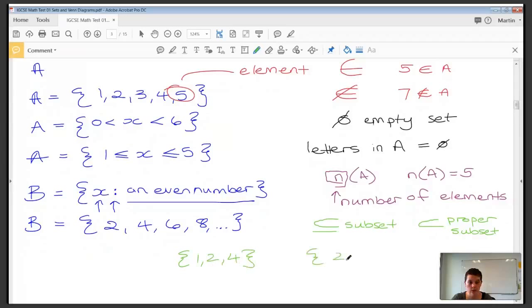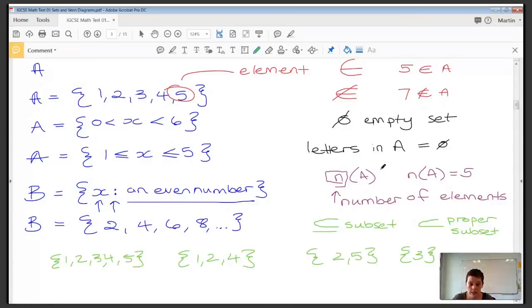We could have 2 and 5. That's also a subset because those numbers are both in A. Even just a set of 3. 3 is in A, so it's a subset. And then, technically, 1, 2, 3, 4, 5 is also a subset because 1, 2, 3, 4, and 5 are all in A. And this is where it gets a bit silly because, why don't we just say A? Why say that's a subset of A?